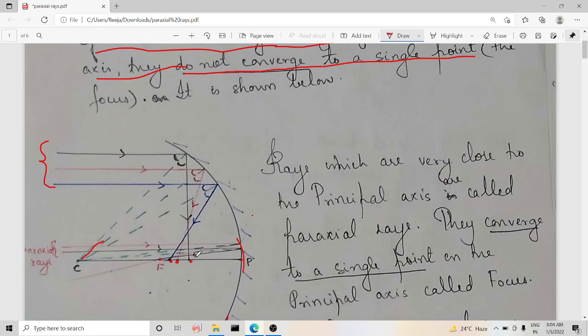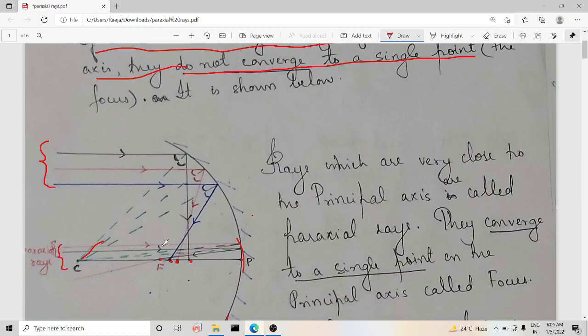But we have learned in our earlier classes that rays parallel to the principal axis converge through the focus, or converge to a single point on the principal axis, which is called the focus. Now when is that fact applicable? When did we learn in earlier classes that rays very close to the principal axis pass through the focus? This fact is applicable only for rays which are very, very close to the principal axis.